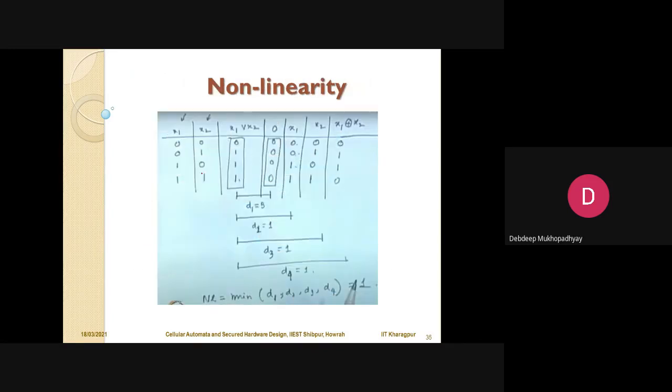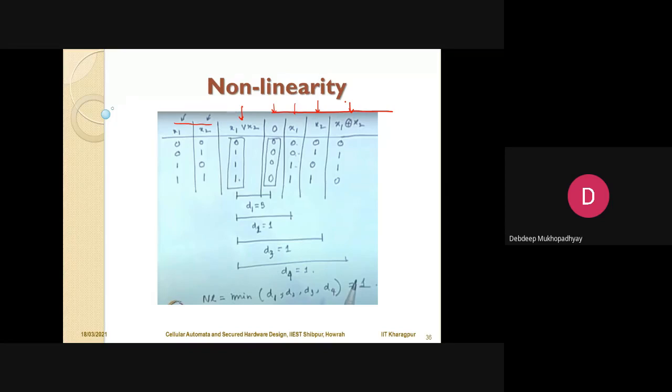So how is non-linearity defined? I will again give a very top-level and quick definition. Suppose I have two Boolean inputs, x1 and x2, and I want to propose a Boolean function, say x1 OR x2. This is the corresponding truth table. How do I measure the non-linearity of this function? I check all the possible linear functions in terms of x1 and x2. It could be the zero function, where it is all zeros, it is x1, it is x2, and it is also x1 XORed with x2.